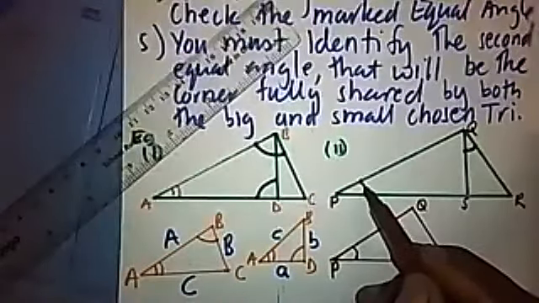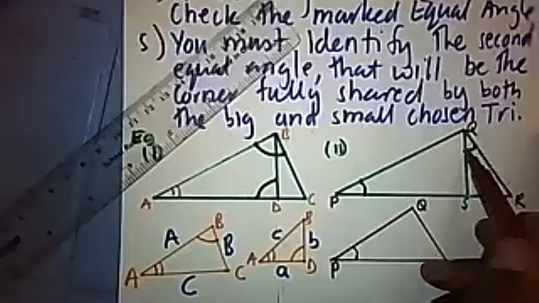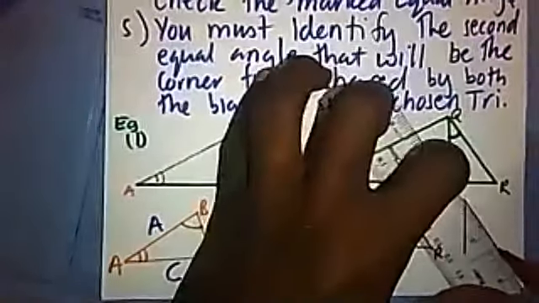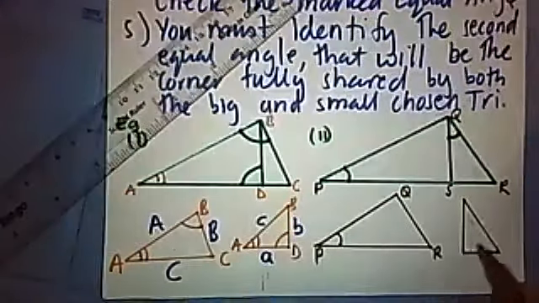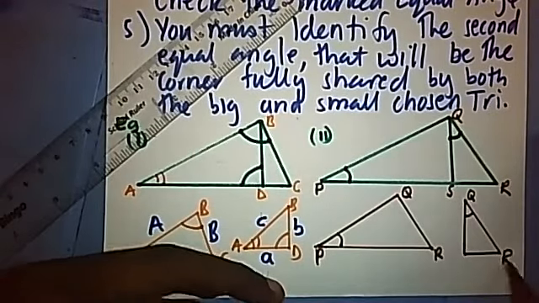And they say, to get the inside of the triangle, you must take the angle. So if this angle is for the bigger one, then this angle is for the smaller shape. So our smaller shape will be this one. There. That is Q, R, S.